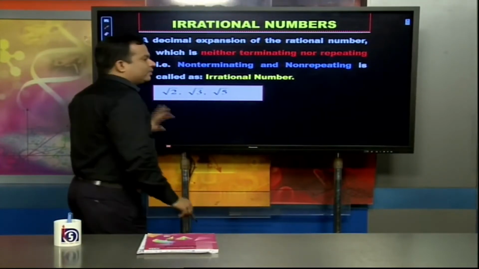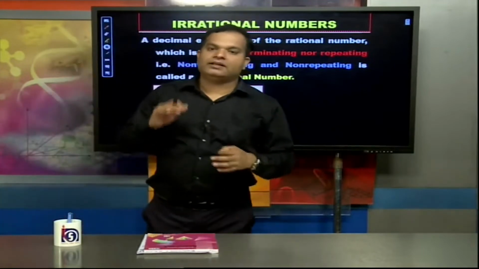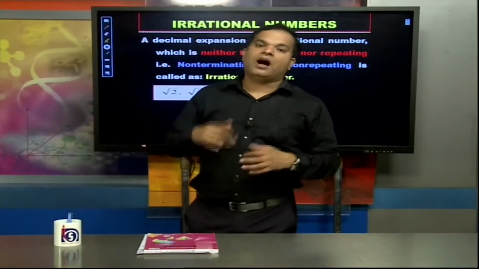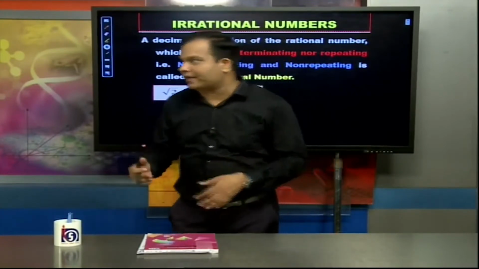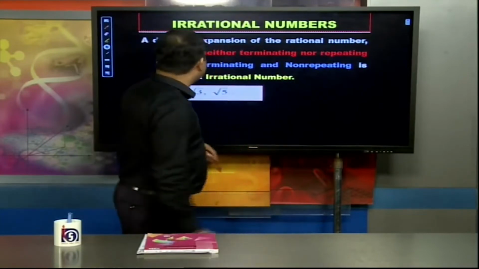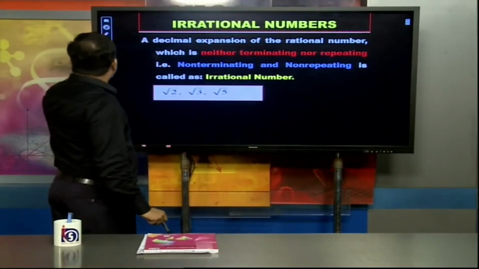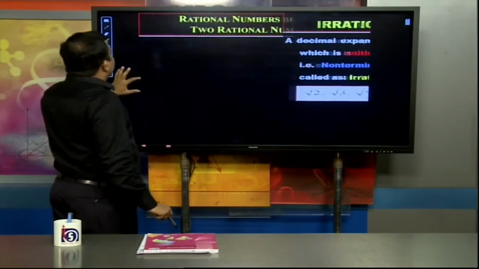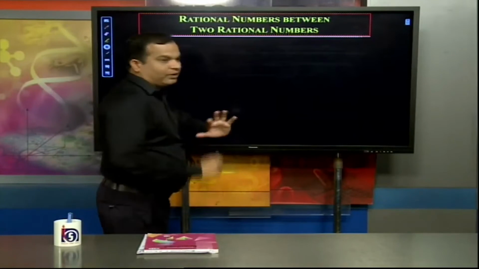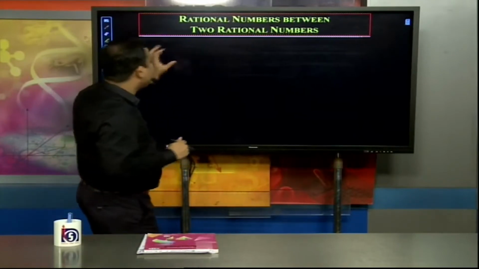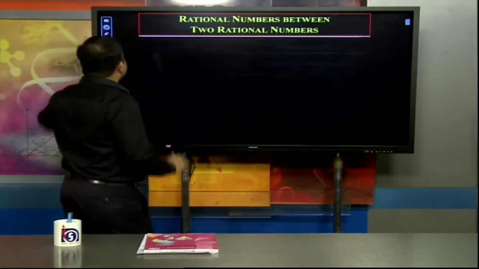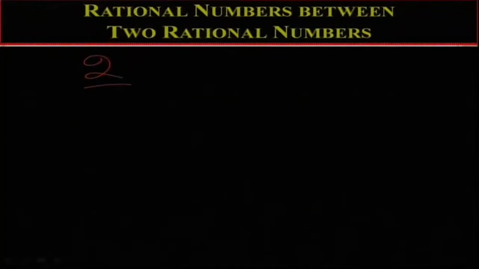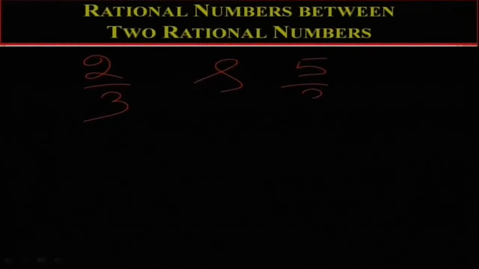Now, another very important aspect in the number system is how we represent an irrational or rational number on the number line. That part will be discussed. Before the number line, we will discuss how to identify a rational number between two rational numbers. For example, suppose 2 by 3 is one rational number and 5 by 3 is another rational number.